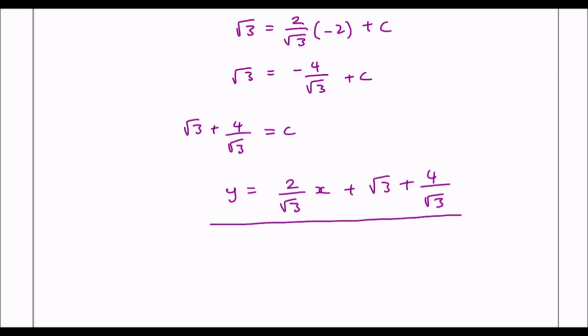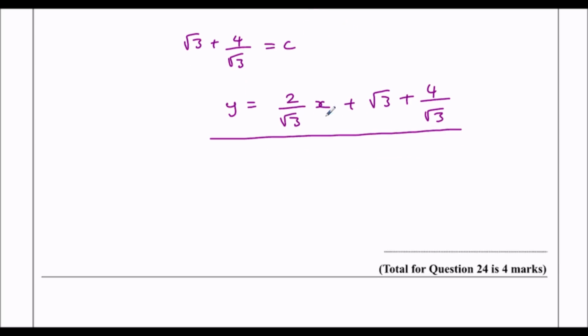But it could be simplified, so I will go on and simplify this. In its simplest form, we wouldn't usually have a surd as the denominator. We'd do something called rationalizing. So we'll multiply top and bottom by root 3. So we'll have 2 root 3 on top. Root 3 times root 3 is 3. And again, the same over here. So multiply top and bottom by root 3. 4 root 3 over 3. And we've rationalized the denominator.